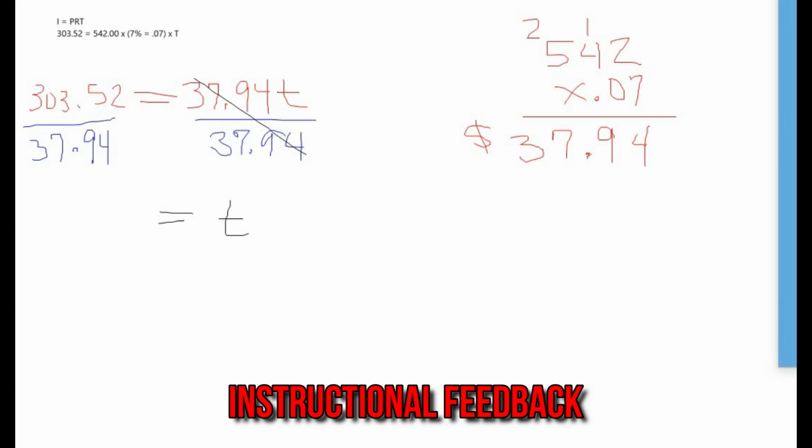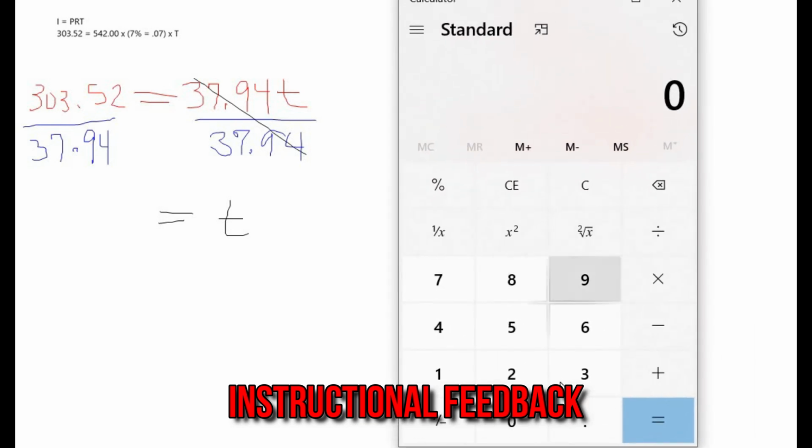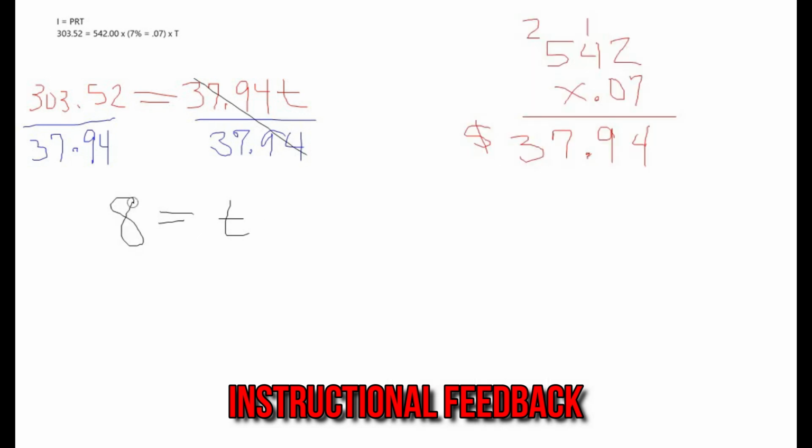303.52, and we can use the calculator to do that. So I'm going to bring my calculator here, and we have 303.52 divided by 37.94, and that equals, and we have 8. So T in this case will equal 8 years. And that's how you will find the T value in the formula given for simple interest, which is I equals P times R times T.